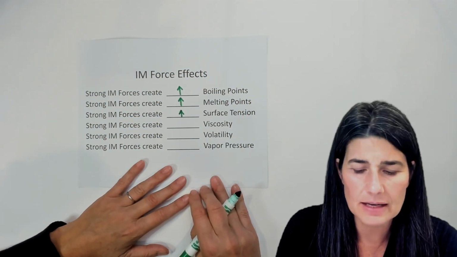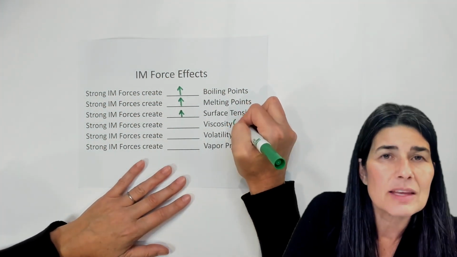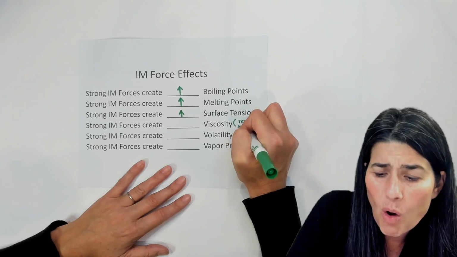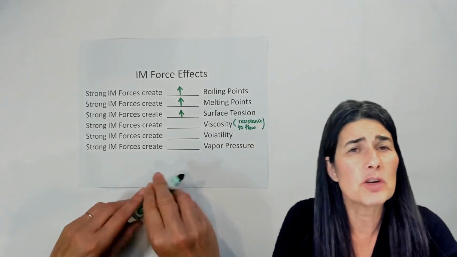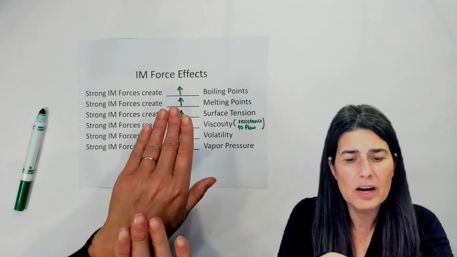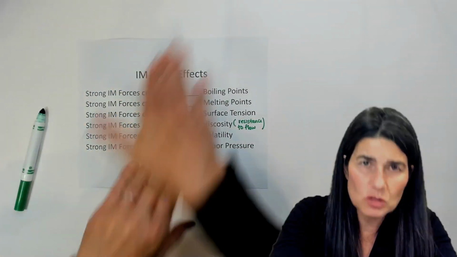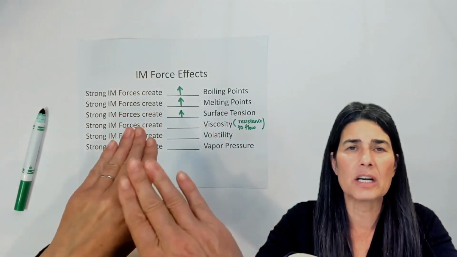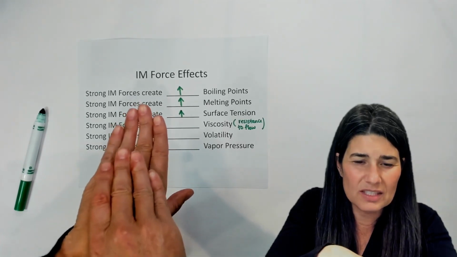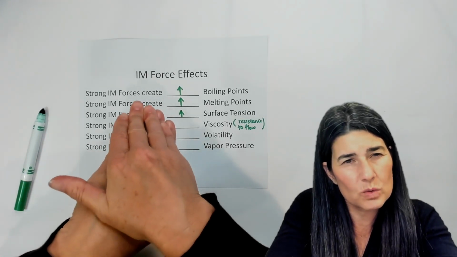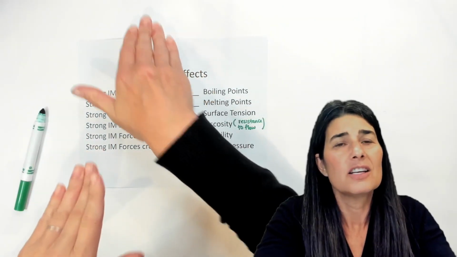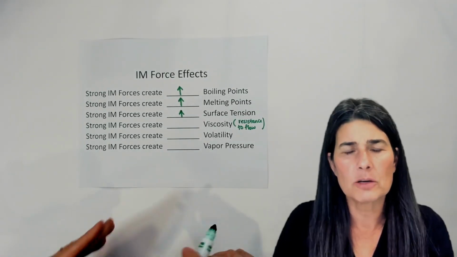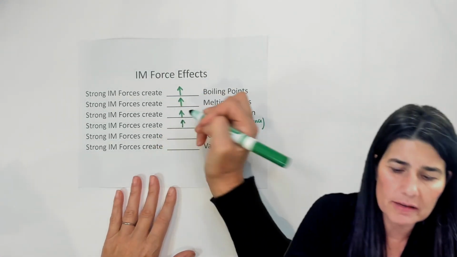What about viscosity? Viscosity is the resistance to flow, the resistance to pouring, basically. So if you're going to pour one liquid past another, the liquid molecules have to slide past one another. If you have weak forces, those molecules slide very easily past one another. But if you have strong forces, it's very difficult for those molecules to slide past one another. So you're going to feel a lot of resistance when they flow. High intermolecular forces create great viscosity.